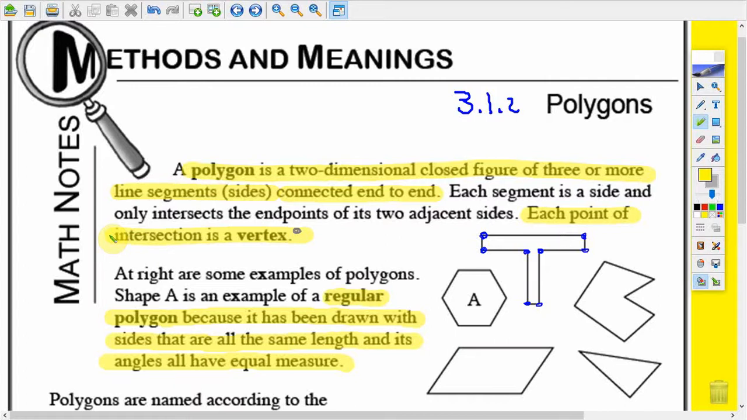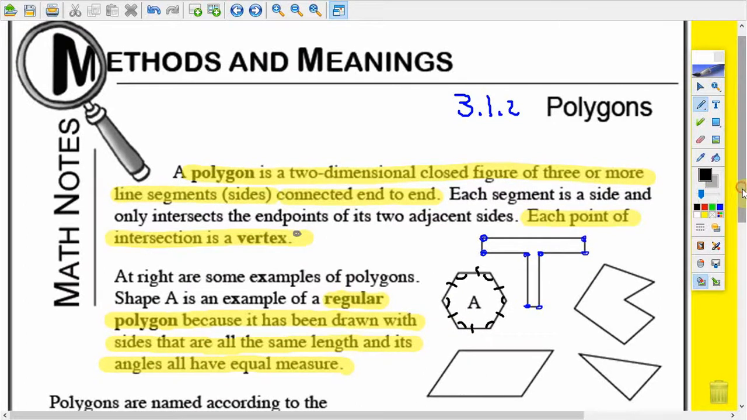So at right are some examples of polygons. Shape A is an example of a regular polygon because it's been drawn with sides that all have the same length. And we would mark that with the little congruent tick marks to show that they all have the same length. And all of its angles are the same, so we would mark those with the little arcs at the angles. They would all have single arcs because they're all the same. So that would be a regular hexagon. It has angles that are the same and sides that are the same.